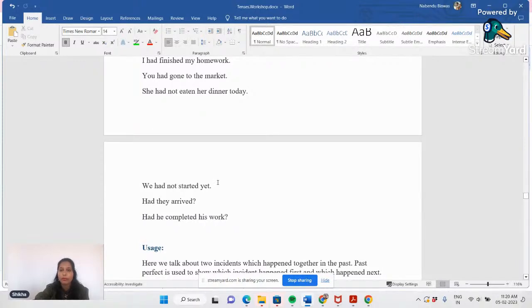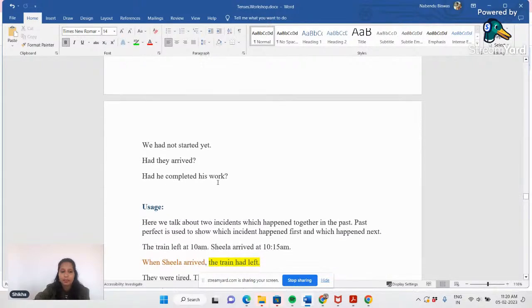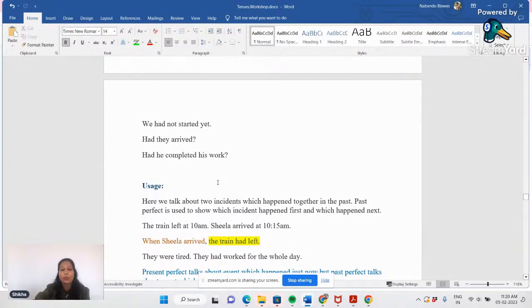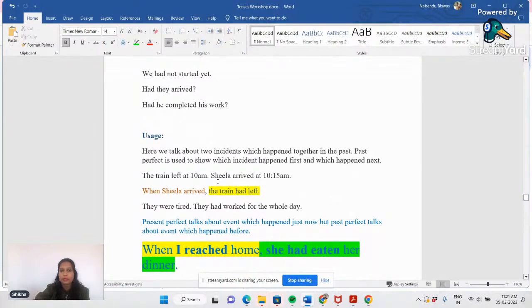So you should know that whenever we are using perfect tenses, we will use only not to frame negative sentences. When we frame question sentences, the questions would be: had they arrived, or had he completed his work. So for past perfect, our questions would start with had, and for present perfect, our questions would start with have or has.